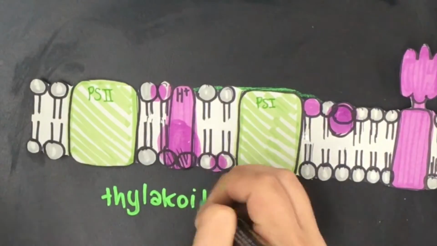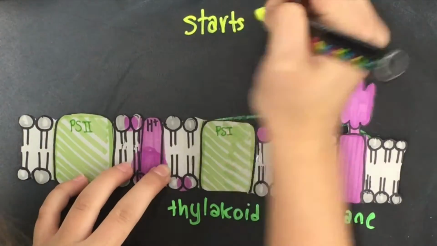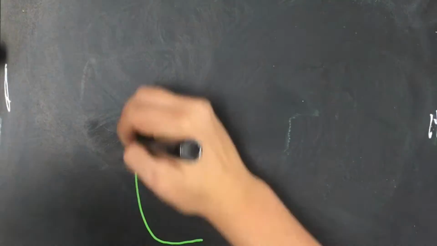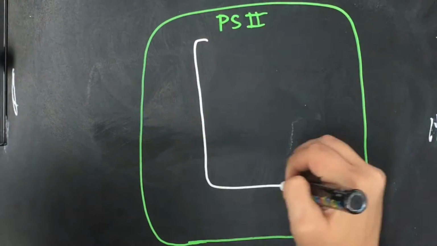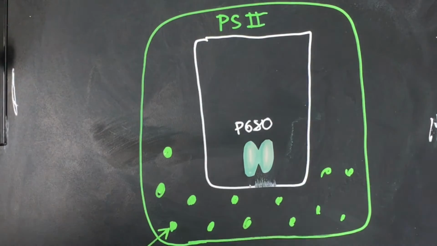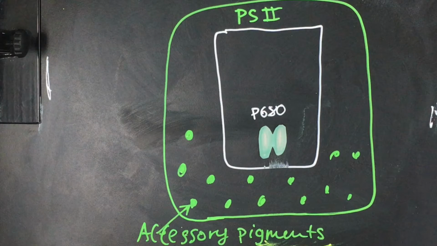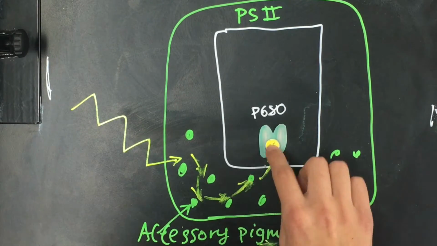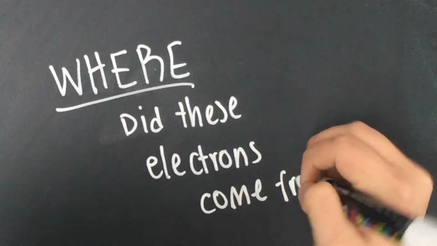The light-dependent reactions start with photosystem 2, where photons, or the smallest unit of light, are absorbed and excite electrons present in the complex. The light energy is transmitted through accessory pigments until it reaches P680 in the reaction center complex, the white box. P680 excites electrons and raises their potential energy. But where did these electrons come from?